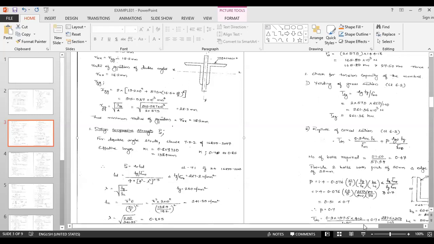We started with the calculation of the connection details: pitch distance, end distance, edge distance, with the given bolt diameter. Then we went for calculating the strength of the bolt. As we do for normal black bolts, it was mentioned 4.6 grade, which means it is an ordinary black bolt. So I have done the bolt strength calculation in single shear and double shear as well as in bearing, and the least of these will be taken as our strength of the bolt.